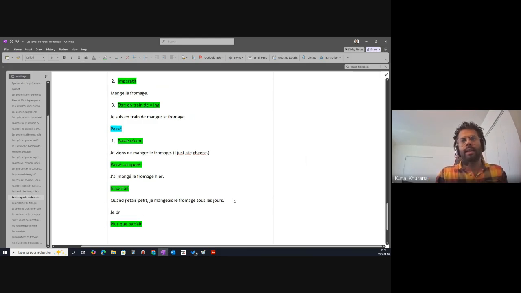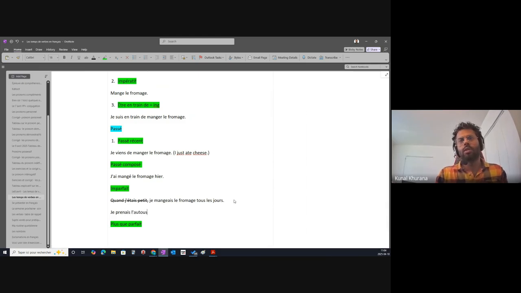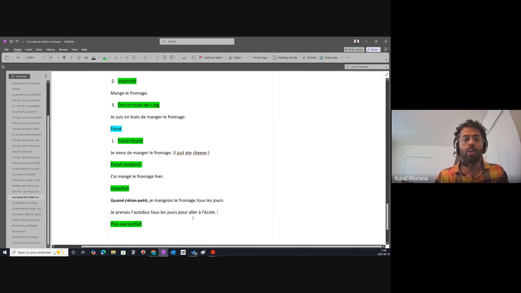Another example: je prenais l'autobus tous les jours pour aller à l'école. So, I took the bus every single day to go to the school. Je prenais l'autobus tous les jours pour aller à l'école.